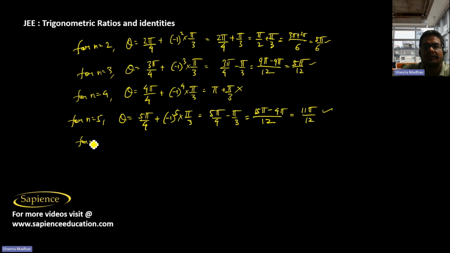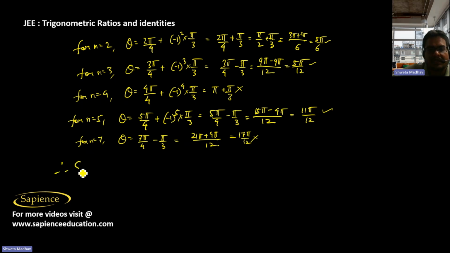Now for n equal to 6, we cannot take. N equal to 7 also we can't take, since it will then be 7 pi by 4 minus pi by 3. So this will be 3 4s are 12, 4 3s are 12, 3 7s are 21 pi plus 3 4s are 12, 4 pi. So this will be now 17 pi by 12, which we cannot take. So it means till here we can take.